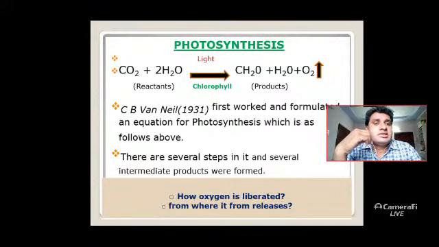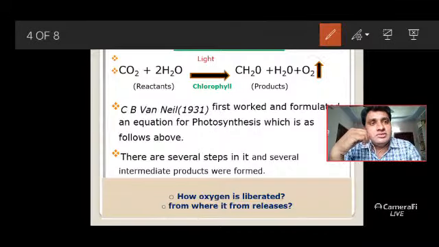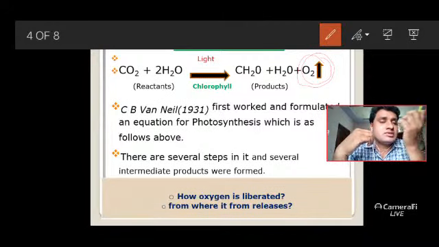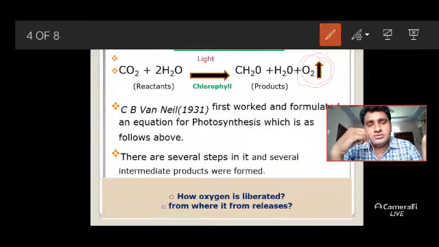How is oxygen liberated? From where is it released? One question was raised in this slide. In this slide I clearly explained that oxygen is liberated. I also showed you the arrow in the gas. So oxygen is released. How is the oxygen released? Oxygen means O2. Generally it is written as O2 only, that everybody knows, no problem.